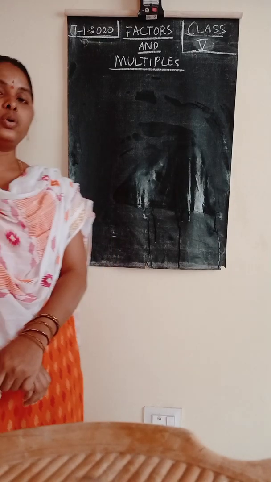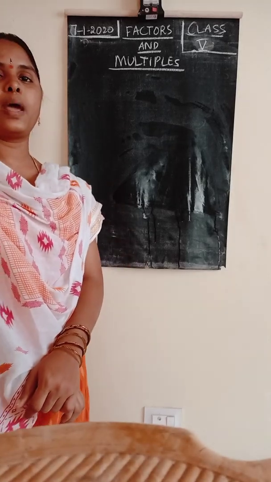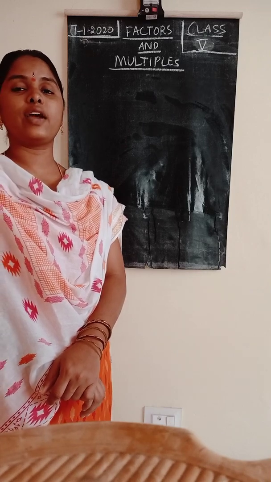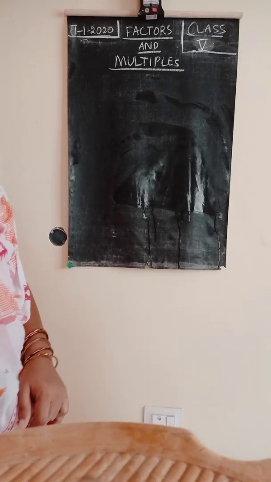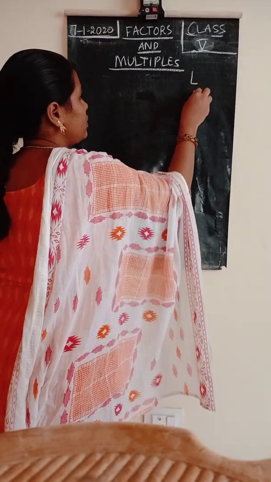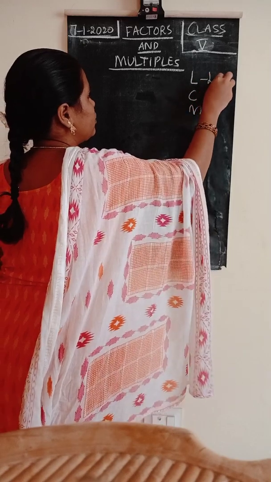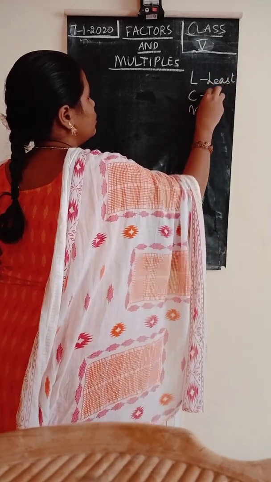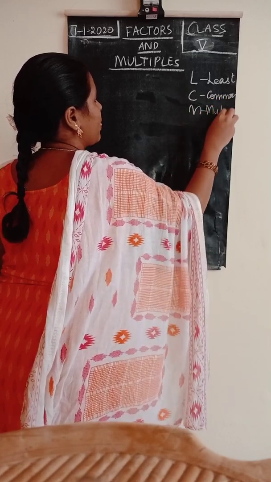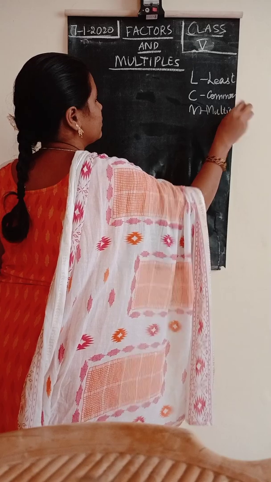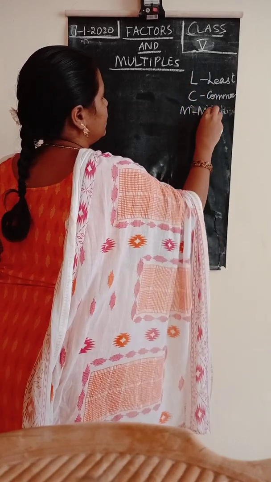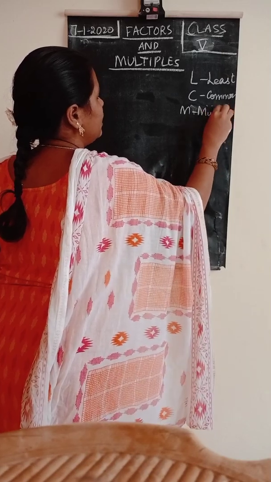Okay? So, until yesterday we have discussed the prime factorization method, finding the LCM using the prime factorization method. What do you mean by LCM? LCM means least common multiple. L stands for least, C stands for common, multiple. Least common multiple.